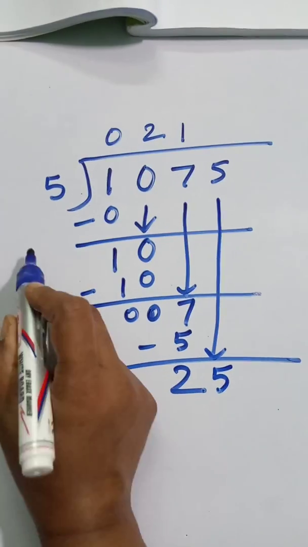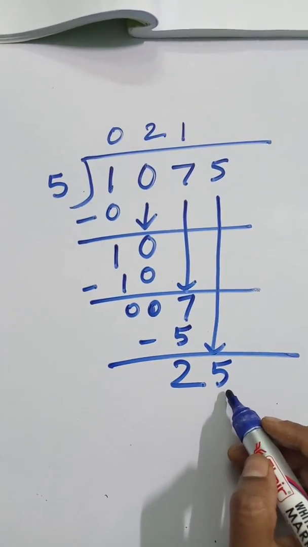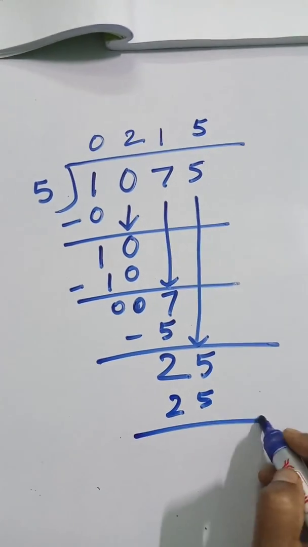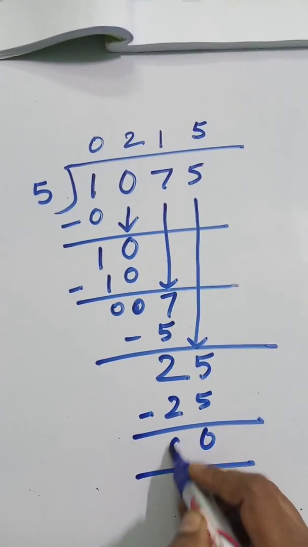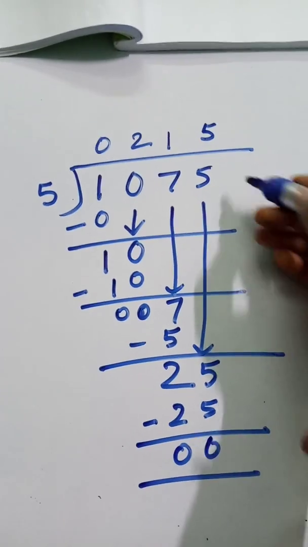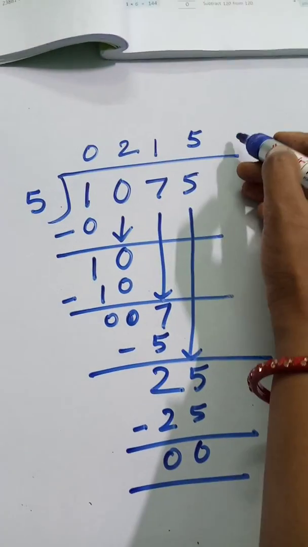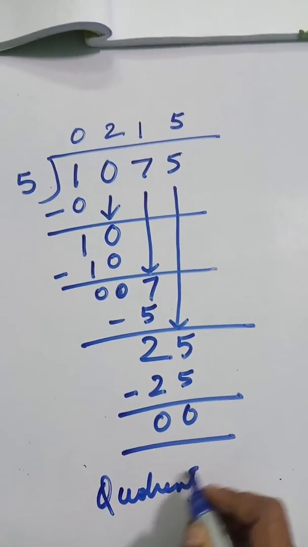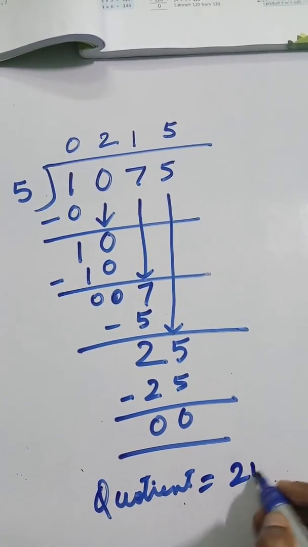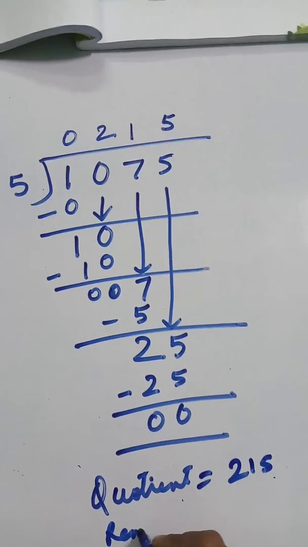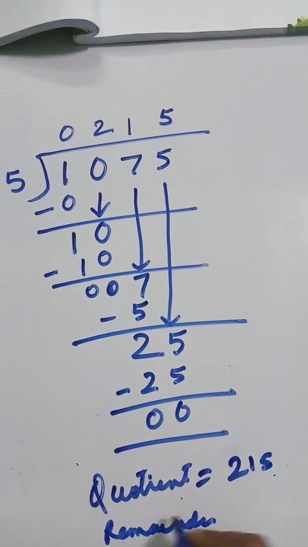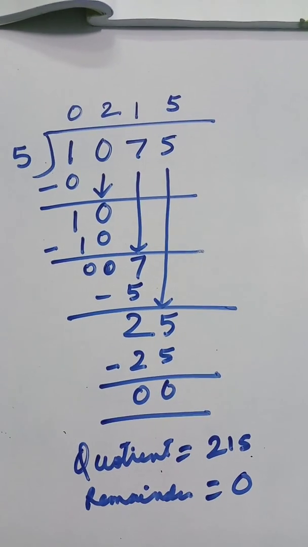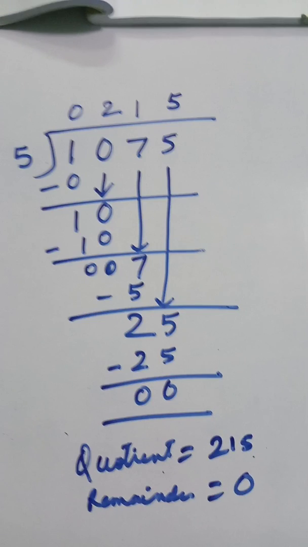Now again you bring this digit 5 here. So in the table of 5, 25. So 5 fives are 25. So apply here 5 fives are 25. Okay. And here 0. Now no more digits. So this is your remainder and this is your quotient. So you write here, children, quotient equals 215 and your remainder is 0. I hope you are getting it, children.